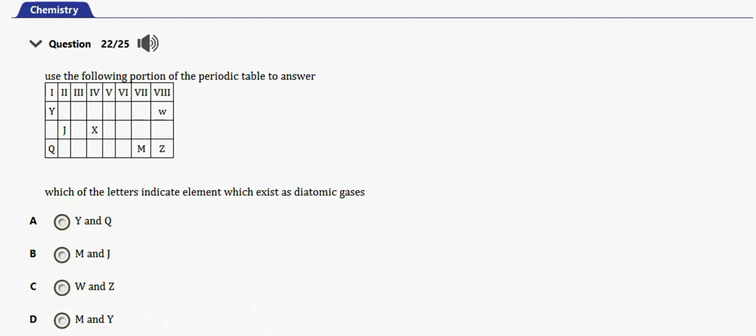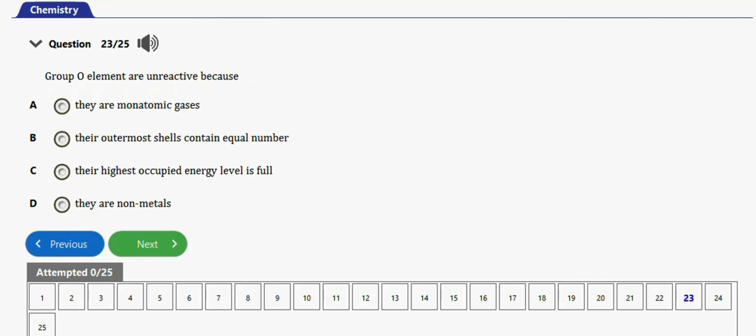And the next question is this one. It says group 0 elements are unreactive because they are monatomic gases. Their outer shells contain equal number. No. Their highest occupied energy level is full. They are non-metals. The right option is option C. The highest occupied energy level is full. The next question will be this one.